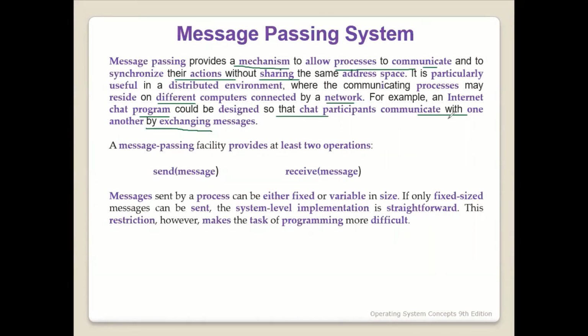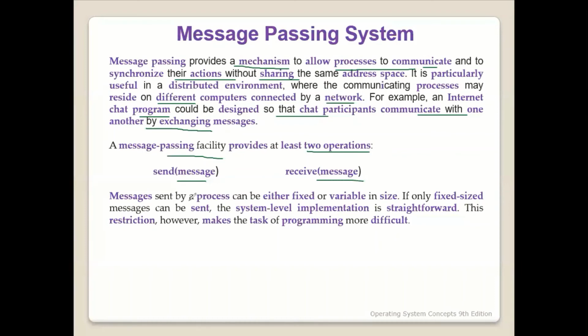So we exchange messages. Okay, so in this message passing facility, we have two operations, of course. What are the two operations? For example, I send a message, so I'm sending, and you receive the message. You send and I receive. So these are the two operations in message passing: send and receive. The parameter is the message. I send a message and you receive the message.